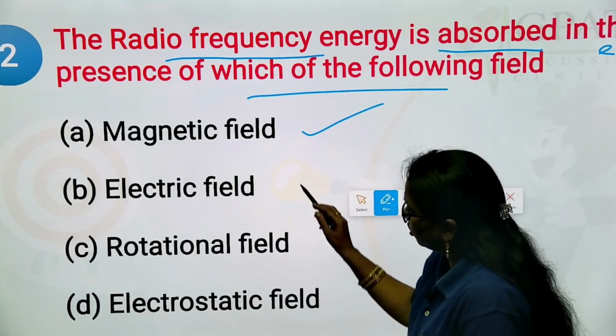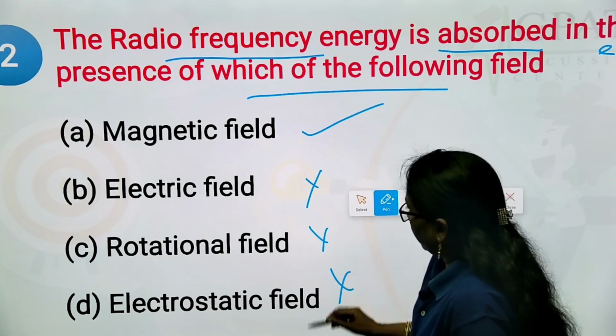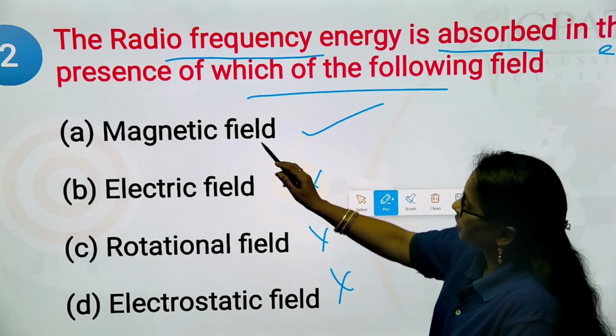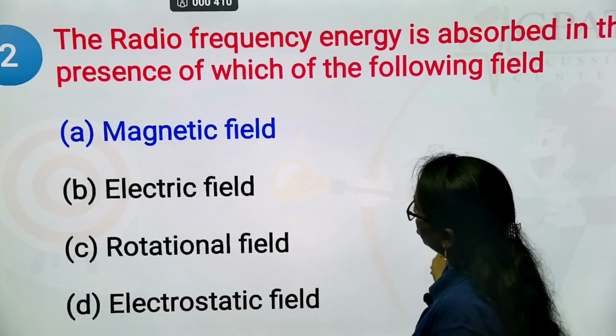Option B, electric field, no. Rotational, electrostatic, nowhere are these suitable for NMR. Only option A, the magnetic field, is the correct option.